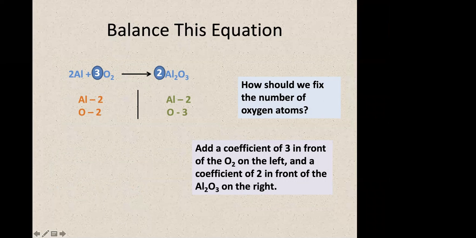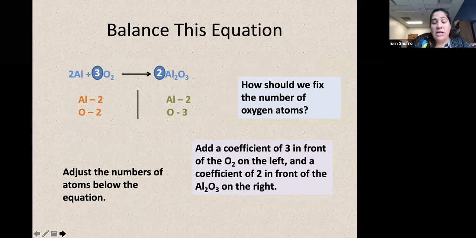The aluminum. Yeah, it changes the aluminum, right? So if you adjust the numbers, we now have 6 oxygens here, but in doing so, we have messed up the aluminum, right? So now my oxygens are balanced, but my aluminums are not. Anybody know what can we do to fix this?